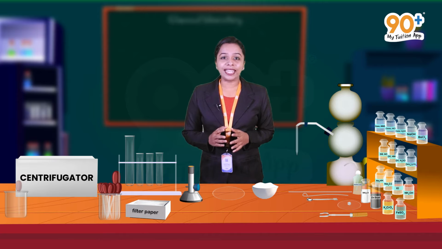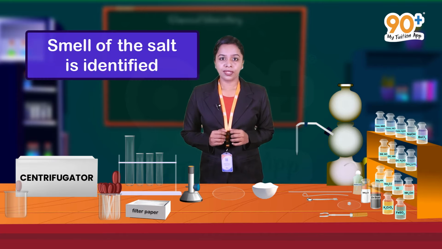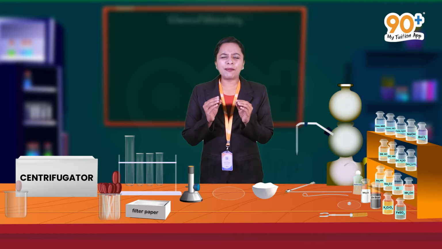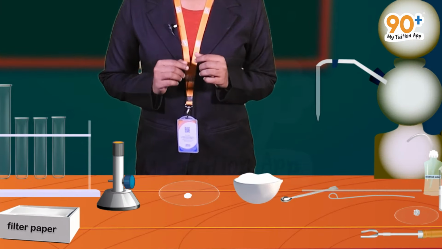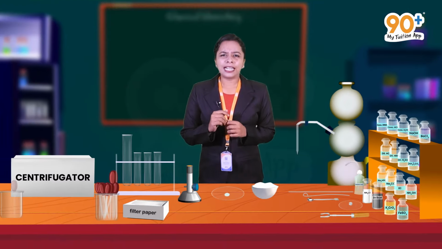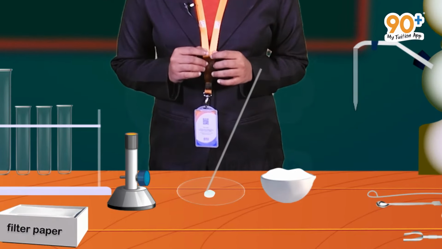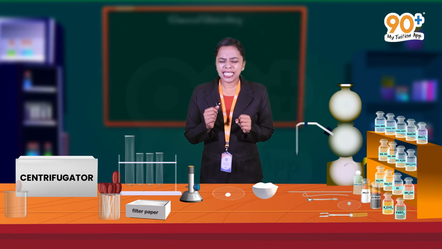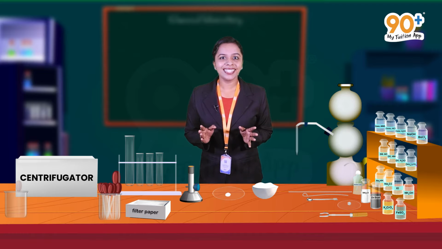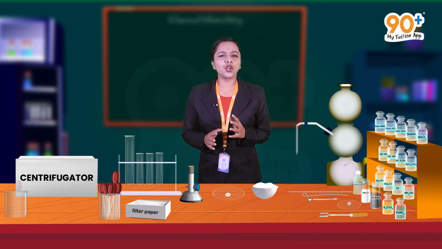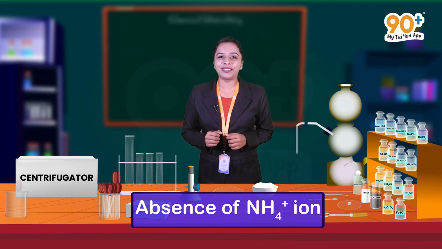Now let's identify the smell of the given salt. For this, take a watch glass and to this add a pinch of given salt. Now add 2 drops of distilled water. Then rub it well using a glass rod. After rubbing, note the smell of the given salt. Well, can you feel any smell here? No, right? This means there is no characteristic observation and it shows the absence of ammonium ion.